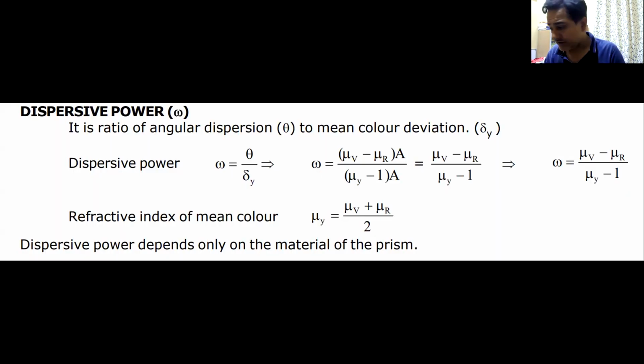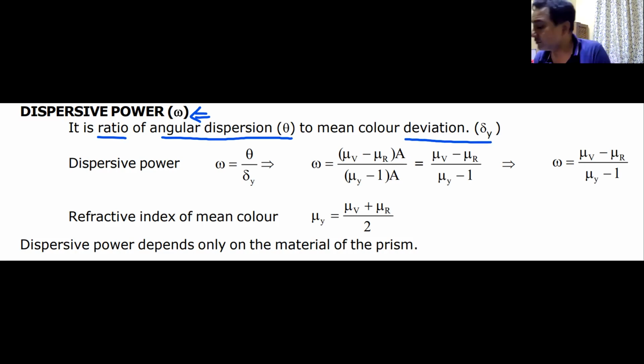Now comes the next character, the next formula, the next definition, known as dispersive power, denoted by the letter omega. Again, this is unitless and dimensionless. It does not have any unit or dimension because it's a ratio. Ratio is just a number. What do you mean by dispersive power? It is the ratio of angular dispersion, theta, to the mean deviation, delta y, the deviation of the yellow light.